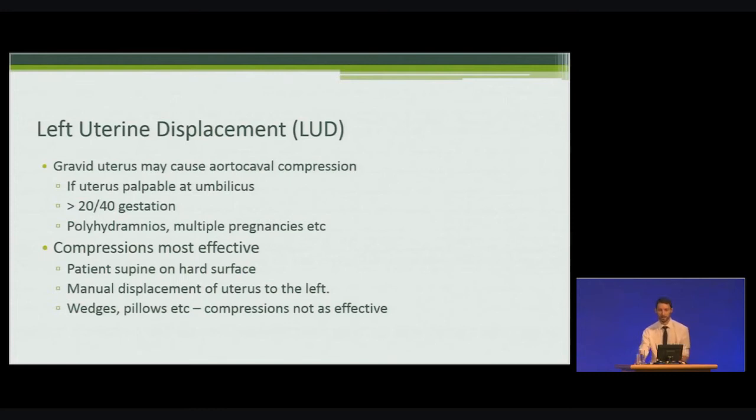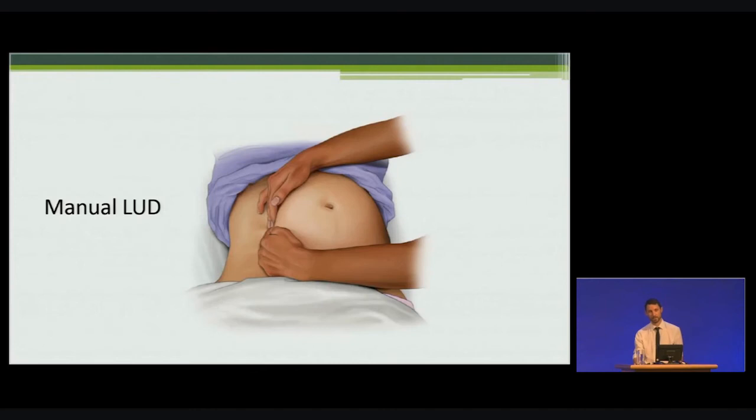Okay, so here's a diagram illustrating that. You've got somebody standing on the left-hand side of the patient who's manually pulling the uterus up and away from the inferior vena cava and the aorta, and this is the most effective way of applying left uterine displacement.